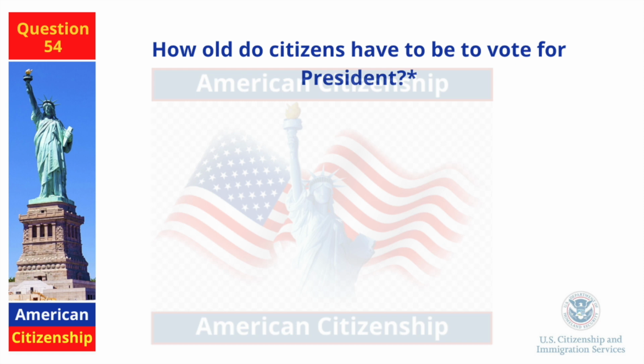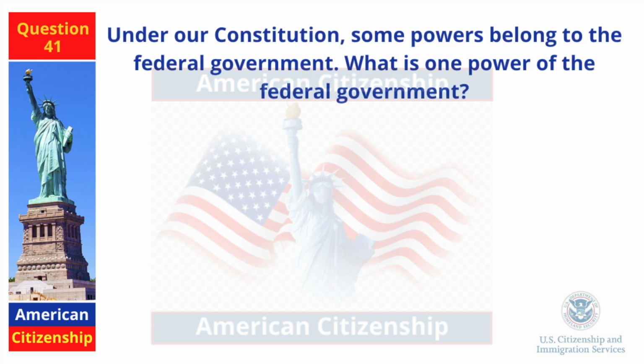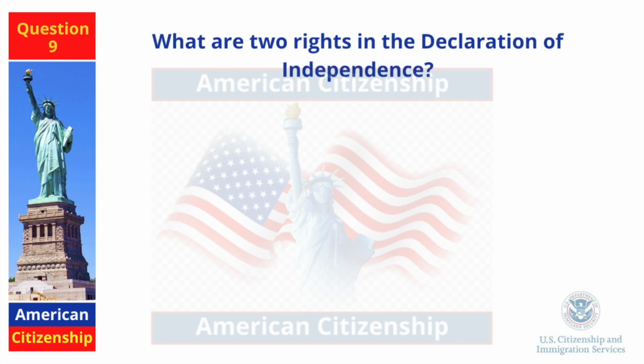How old do citizens have to be to vote for president? 18 and older. Under our Constitution, some powers belong to the federal government. What is one power of the federal government? To print money. What are two rights in the Declaration of Independence? Life, liberty.